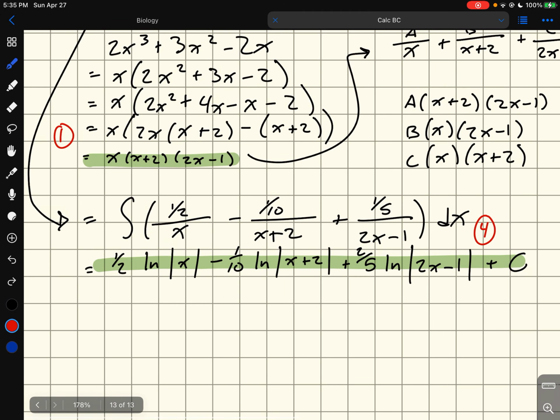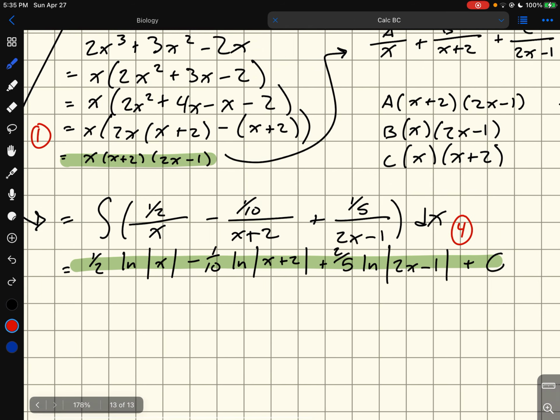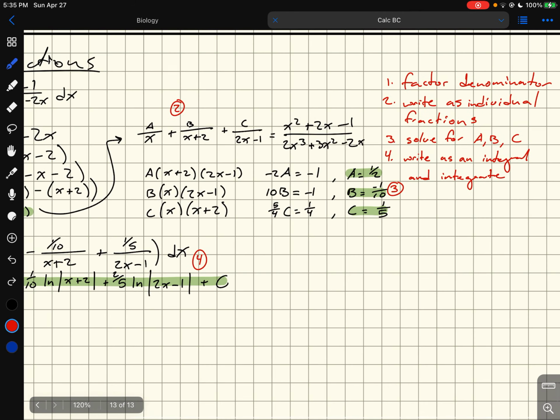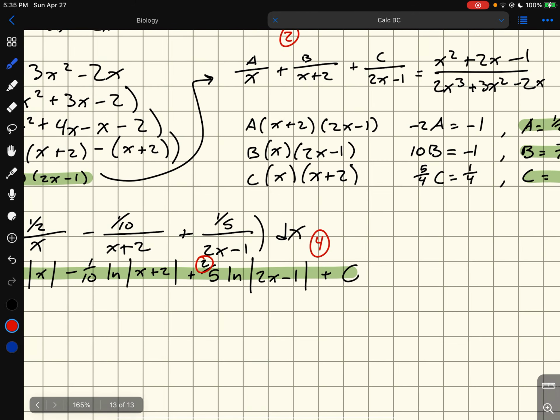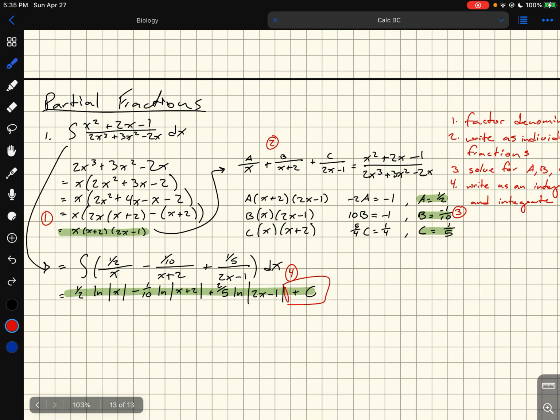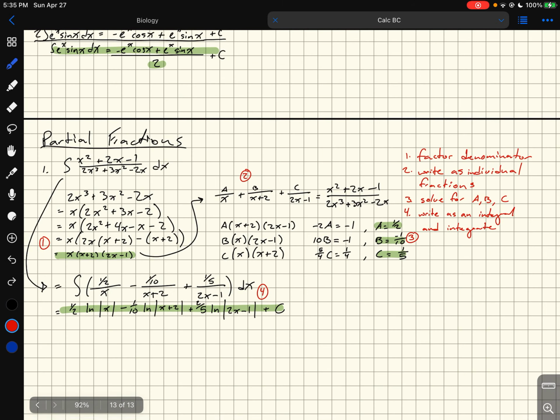Remember, it's important to know how to integrate 1 over x, or 1 over u. Okay, these are like mini u substitutions. So don't forget your absolute value bars. And these are just constants, so you can just put them out in the front here. And then if you have to do a u sub, don't forget to chain rule, like this 2 here. And don't forget your plus c. So that's integration by partial fractions.